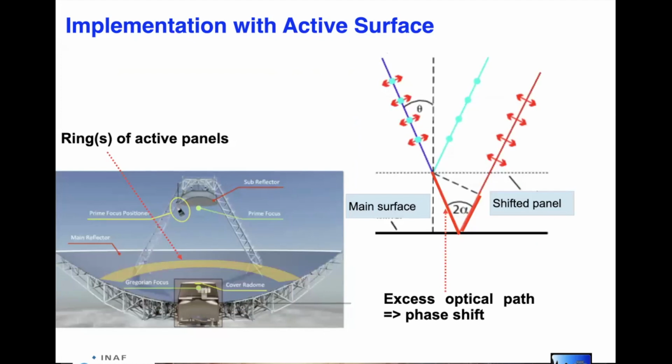schematically in this slide, where, as you can see, when you shift a panel from its nominal position, you are introducing an excess optical path, which is equivalent to a phase shift. And therefore, by moving the appropriate actuators and the correct panels on the active surface, you can indeed simulate a corona, a single corona, for example, that is introducing a 180 degrees phase shift. So this is the concept behind implementing Toraldo pupils using active surface.